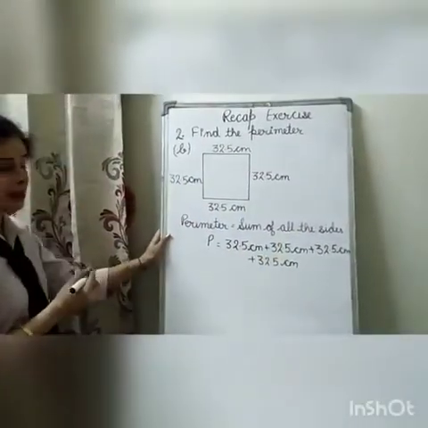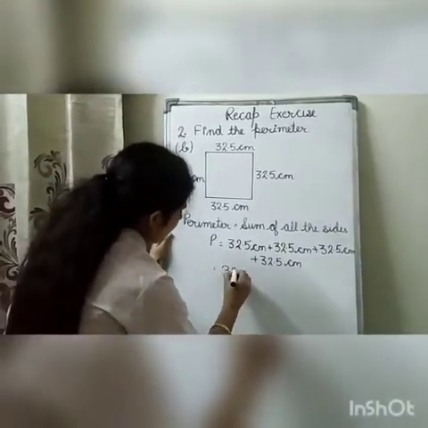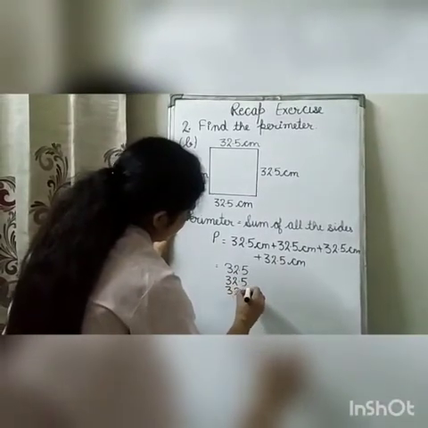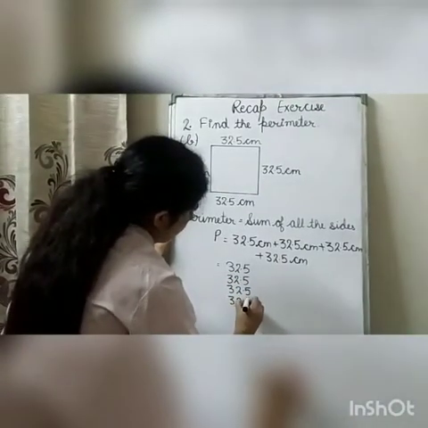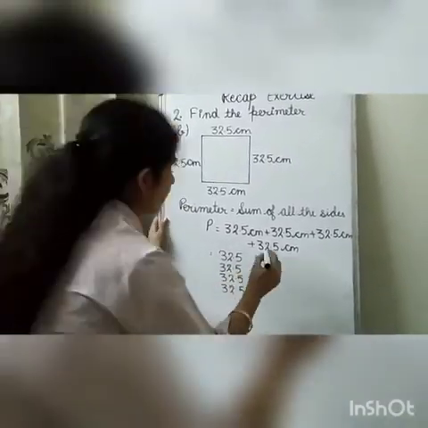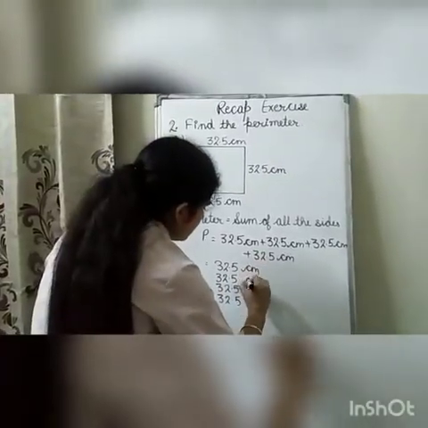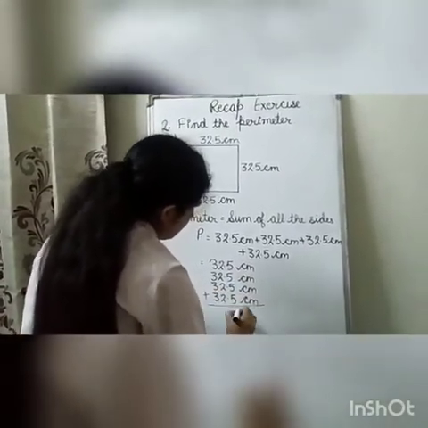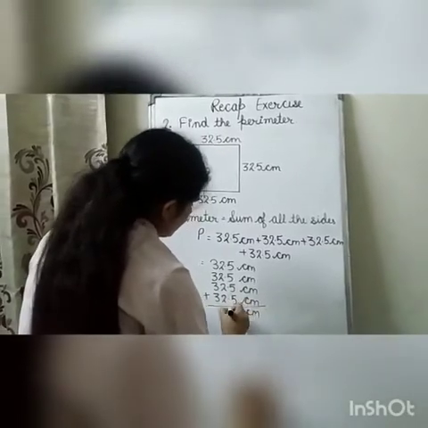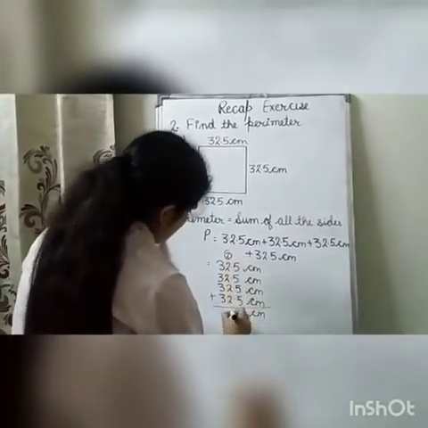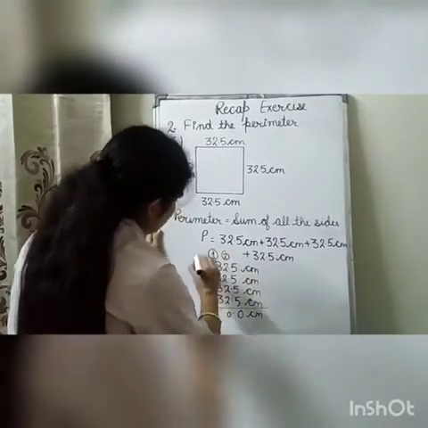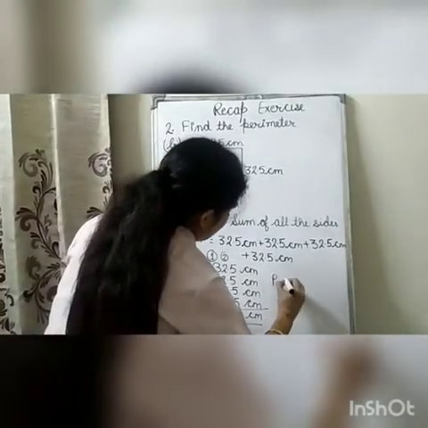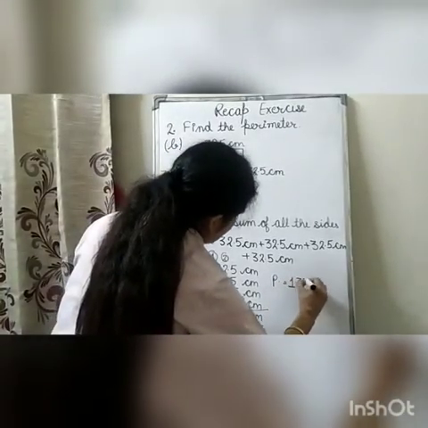We will add all the measurements. 32.5, 32.5, 32.5. Remember, decimal should come under the decimal. Centimeter, centimeter, centimeter and centimeter. Add these. 2, 4, 6, 8, 10, 0, carry 1, 3 4s are 12 and 1, 13. So, our perimeter is equal to 130 centimeter.